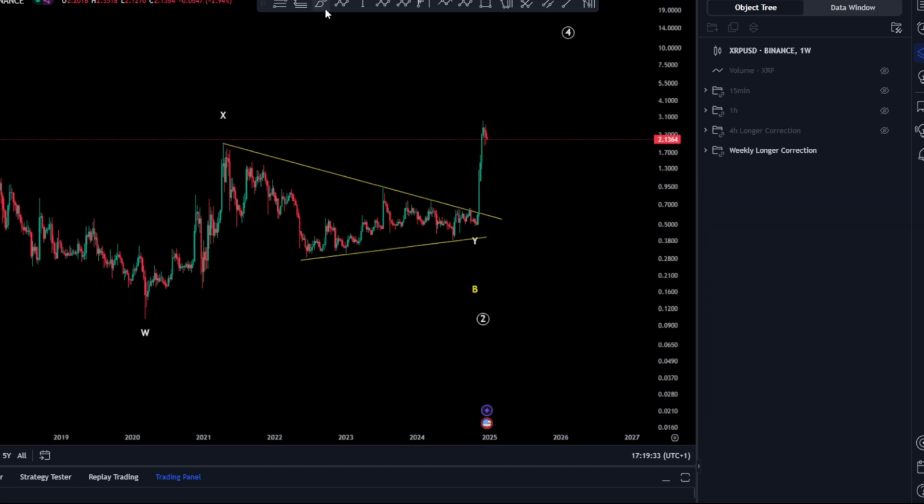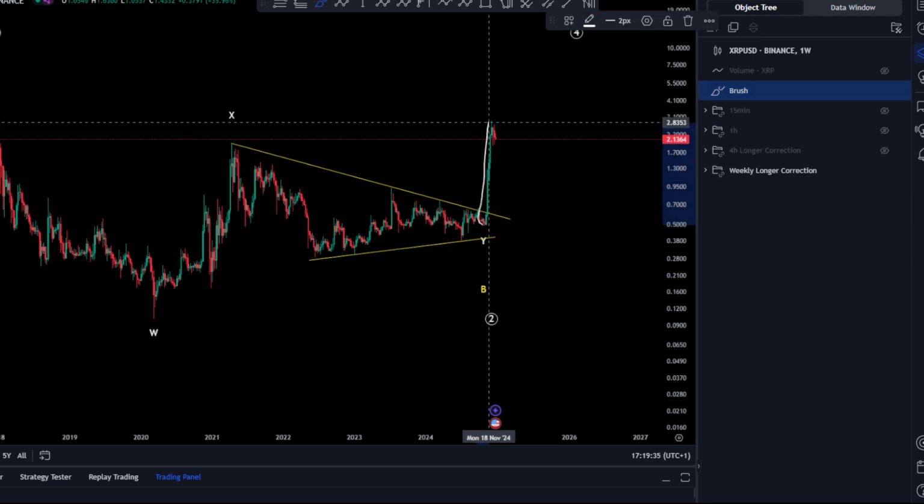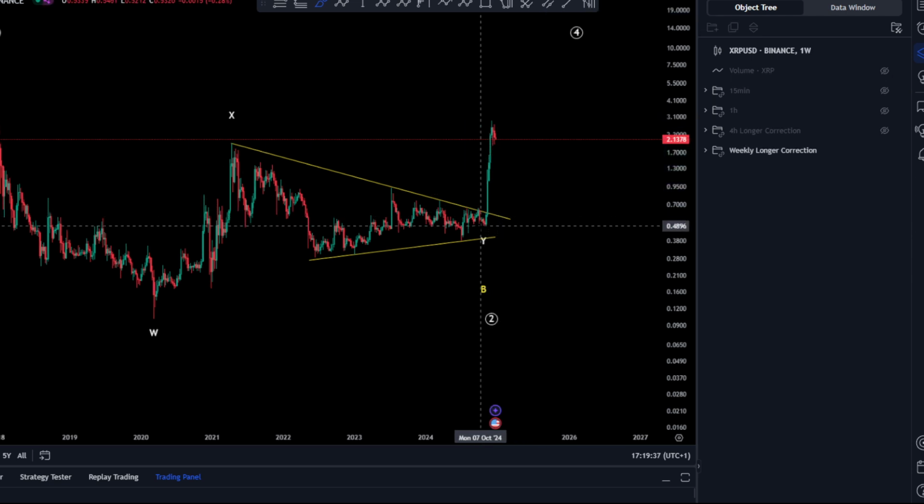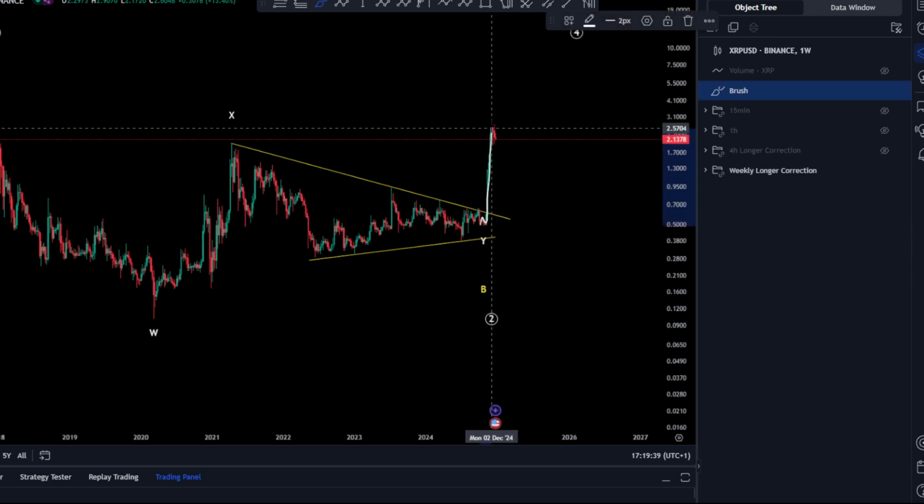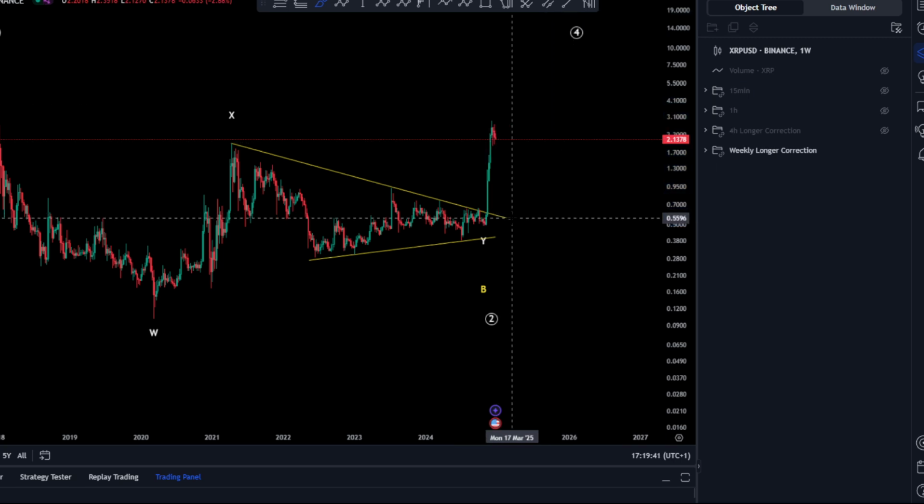We got, of course, a continuation towards the upside for a massive wave 3, where we have here a 1, a 2, 3, 4, and a 5. We are looking still for one more wave towards the upside.